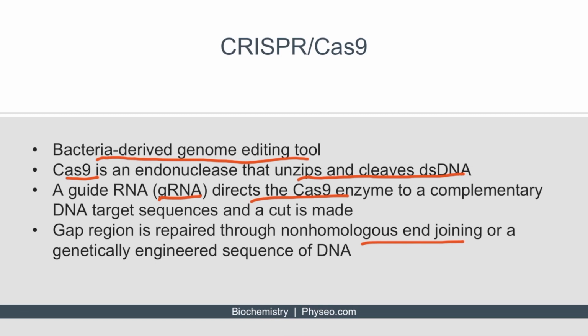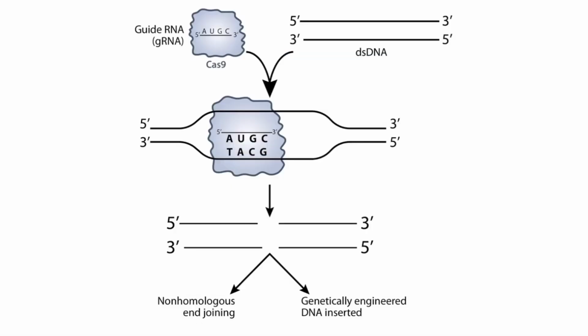Alternatively, a genetically engineered sequence of DNA can be inserted into the gap region to circumvent the error-prone process of non-homologous end joining. Let's pull up a figure so you can see what I'm talking about. This is a figure of CRISPR-Cas9, which can be found in Section 6 of Lab Techniques.